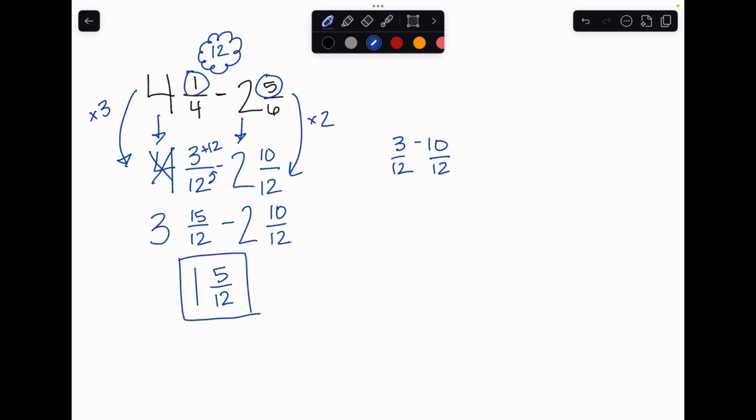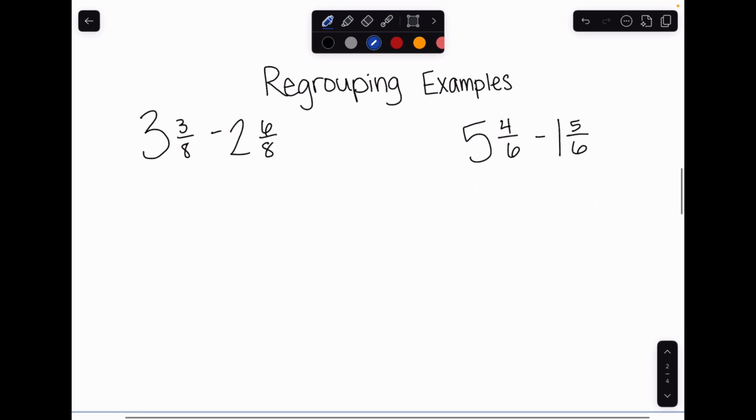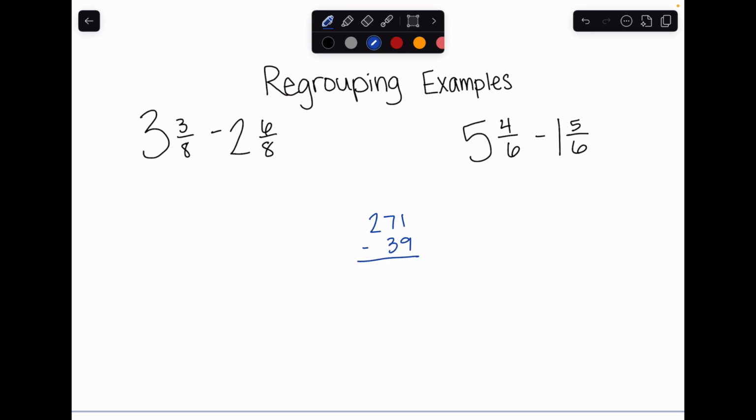Something that's really important to stress is that we do not add 10. If you have a problem like 271 minus 39 and you see 1 minus 9, you can't solve that. You have to regroup. When you regroup with base 10 on a whole number, you're adding 10 to this to make it 11. 11 minus 9 is 2, 6 minus 3 is 3, and 2 minus nothing is 2. We're adding 10 when we do this. We don't want to add 10 unless our denominator is 10.